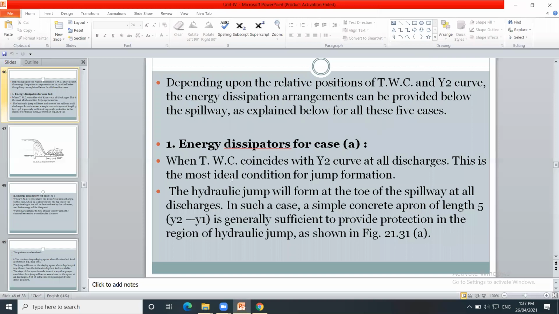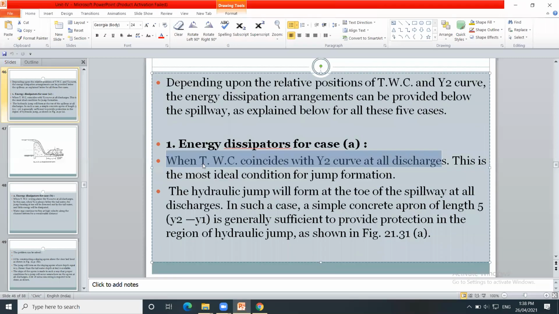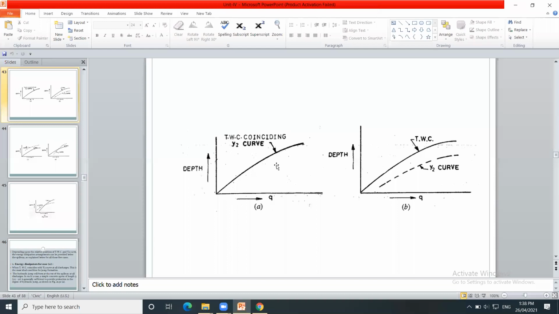The first case considered is energy dissipation for case A, in which the first case was TWC coincides with the Y2 curve. दोन्ही काय झाले, coincide झालेले आहेत, TWC curve and Y2 curve. The first diagram, this. The figure A, TWC and Y2 curve both are coinciding.